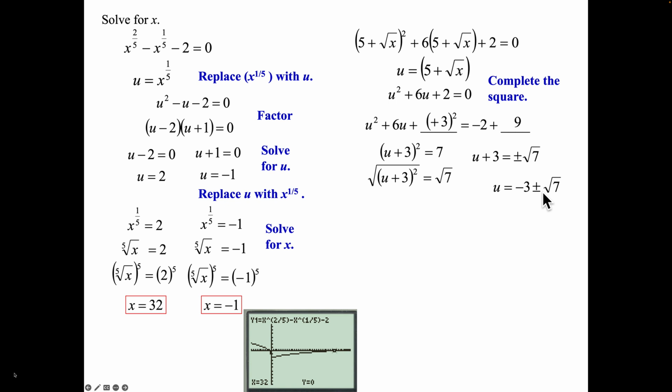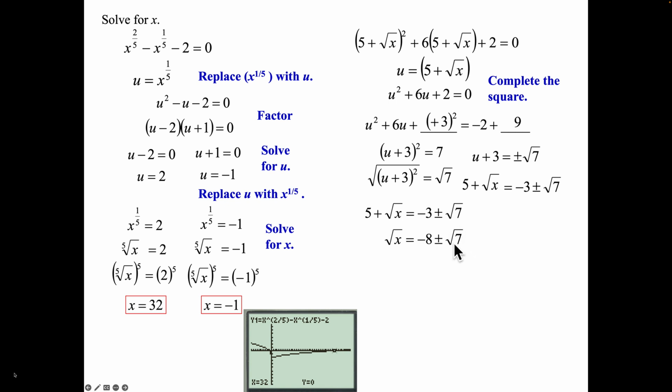Now, we'll take out the u and replace it with 5 plus the square root of x, just like we did over here. We'll subtract over the 5. We want to get the square root of x by itself. So subtracting over 5 makes that negative 8 plus or minus the square root of 7. Well, time out. Hold the phone. Square roots must equal positive numbers.